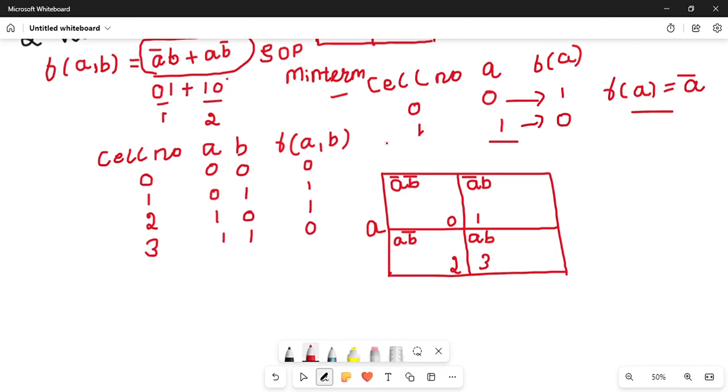And now let me write the resultant. So that is 0, look here, this is not 0, 0 1 1 0. So I am supposed to write it like this, right?